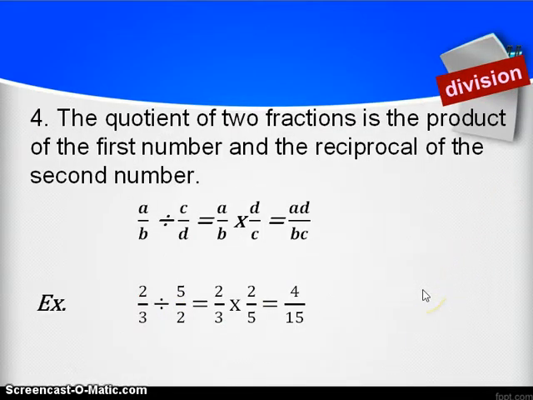In division of fractions, you must get the product of the first number and the reciprocal of the other, or the second number. So you have to get the reciprocal of this one and proceed to multiply. So 2/3 divided by 5/2 is equal to 2/3 times 2/5. So the product will be 4/15.